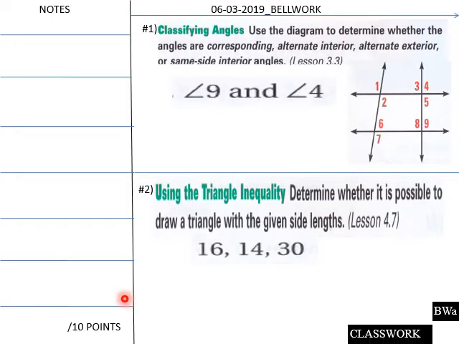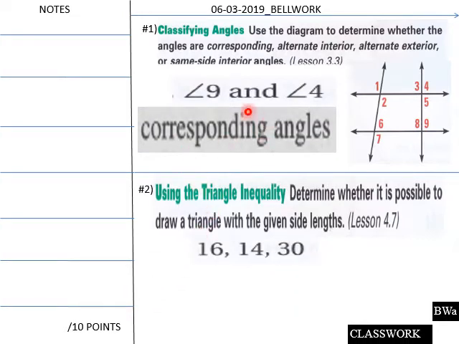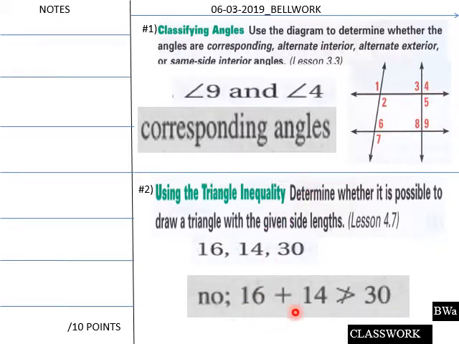Okay, welcome back. Corresponding angles, angle 9 and angle 4, they're corresponding. And then no, 16 plus 14 is not greater than 30. This cannot be a triangle.